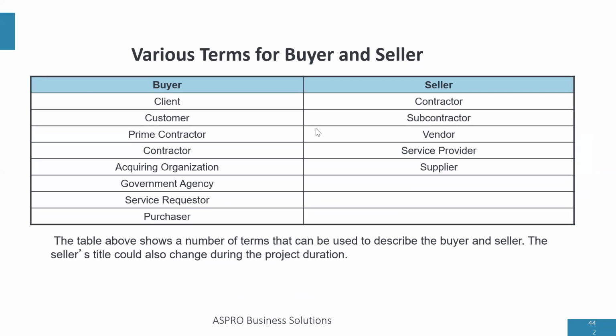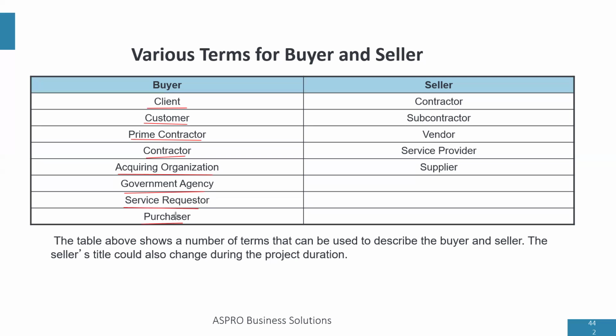We're going to be talking about buyer and seller very often in this knowledge area. What do we mean by buyer? The buyer could be the client, the customer, the prime contractor. The buyer can even be a contractor buying services from another contractor, an acquiring organization, government agency, service requester, and purchaser.